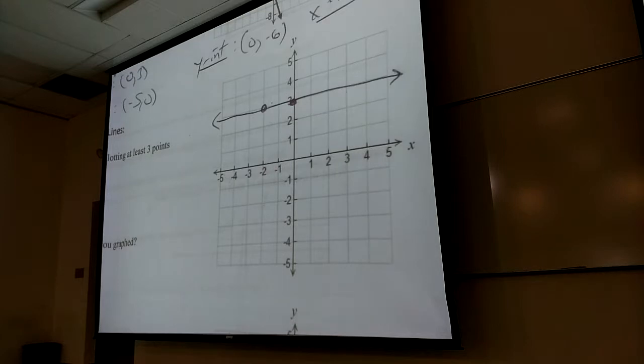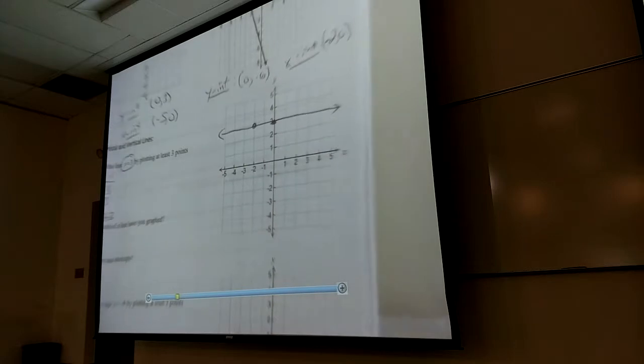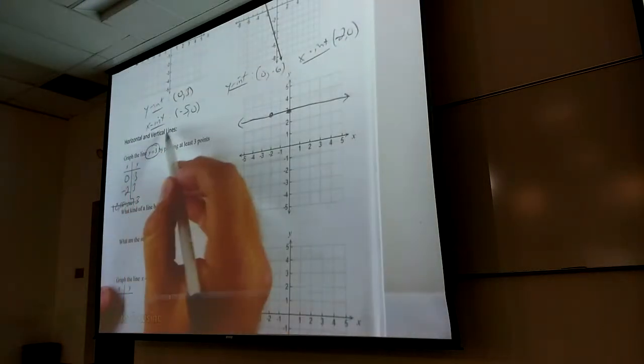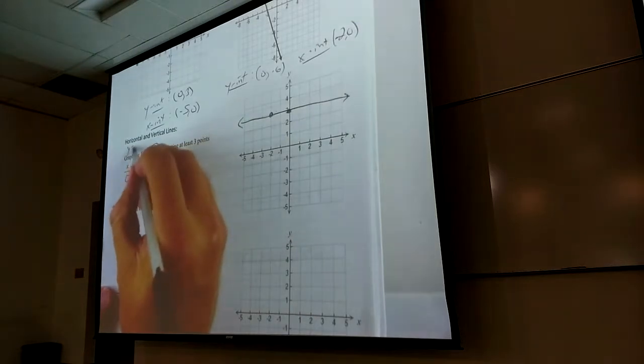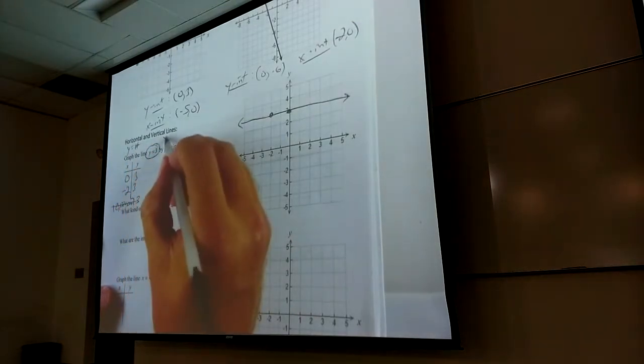If x has to stay the same, I can't move left and right. I can only move up and down because y can do whatever it wants to do. So x equals a number would be a vertical line. Y equals a number would be a horizontal line. That's the whole point of this little section on page 41. Horizontal and vertical lines. So horizontal would be y equals a number. Vertical would be x equals a number.